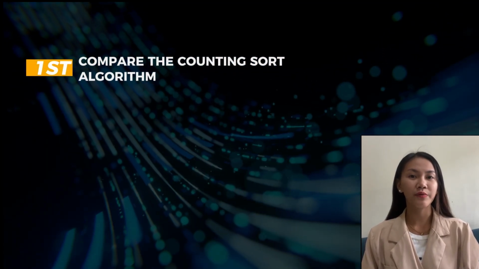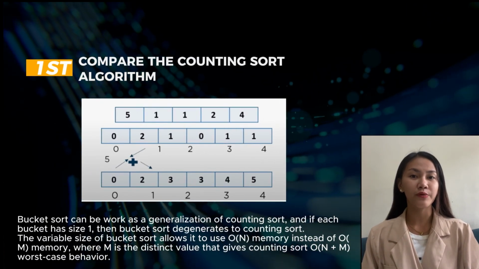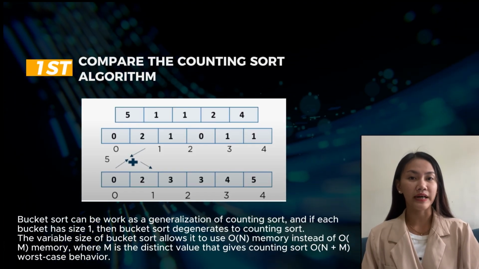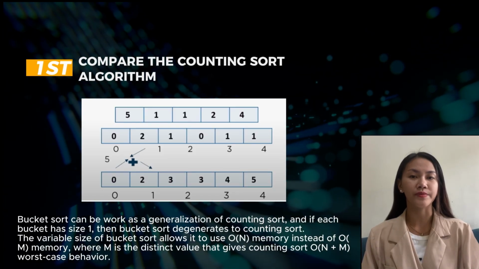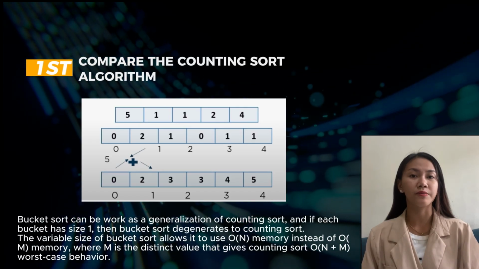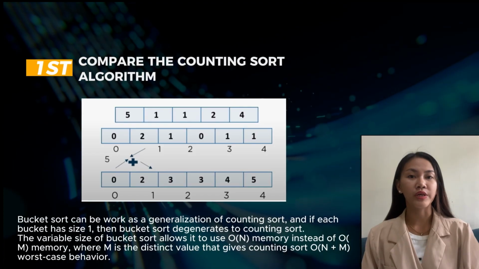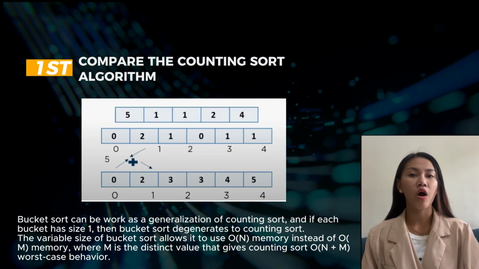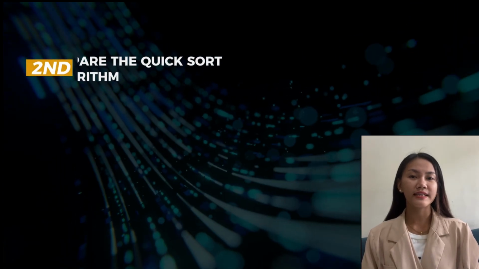First is, we will compare the counting sort algorithm. Bucket sort can be worked as a generalization of counting sort, and if each bucket has size 1, then bucket sort degenerates to counting sort. The variable size of a bucket sort allows it to use big O of n memory instead of big O of m memory, where m is the distinct values that gives counting sort big O of n plus m worst case behavior.